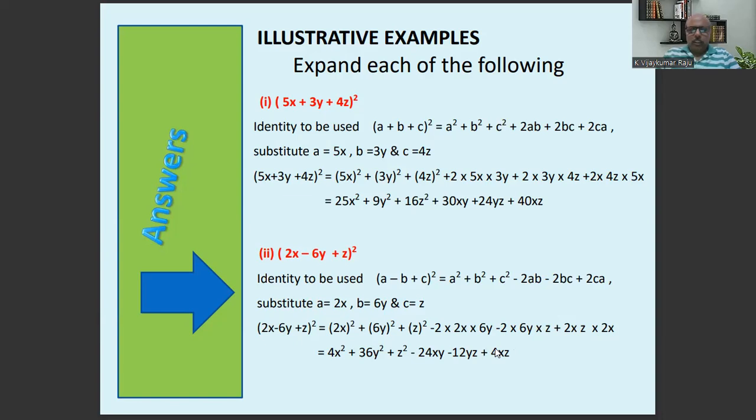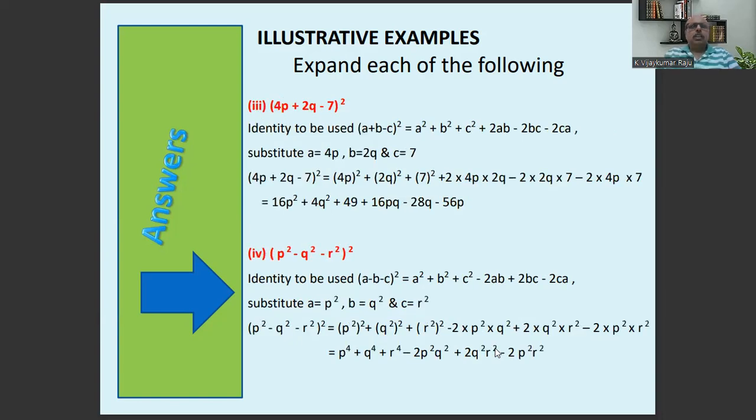Okay, so now let's go to the next. Suppose one of the terms is only a number, it does not have a variable. (a + b - c) whole square is a² + b² + c² + 2ab - 2bc - 2ca. So it is (4p)² + (2q)² + 7² + 2 into 4p into 2q - 2 into 2q into 7 - 2 into 4p into 7.